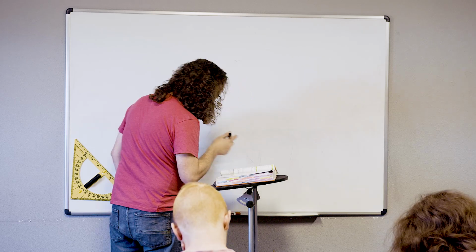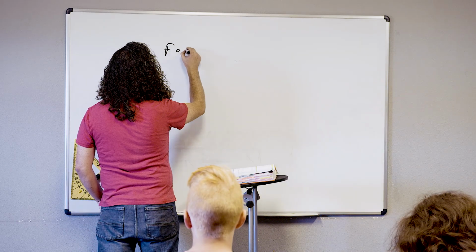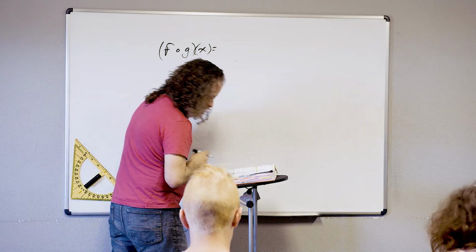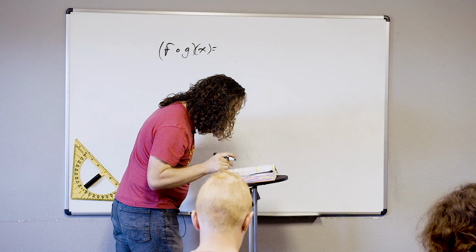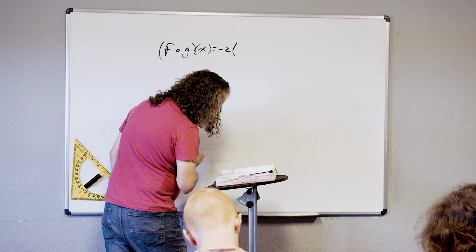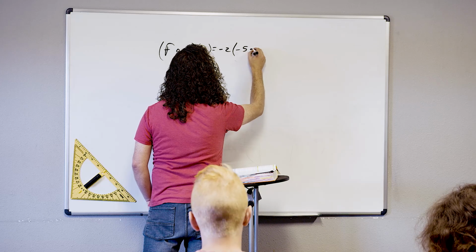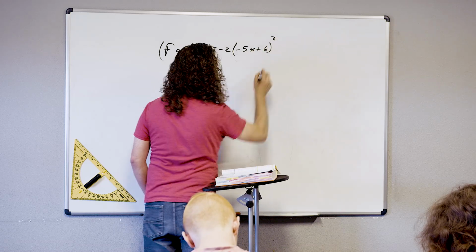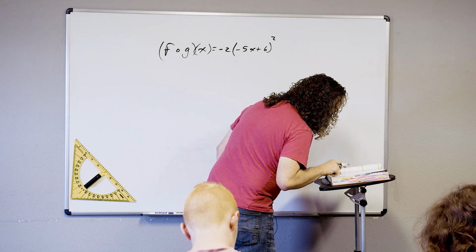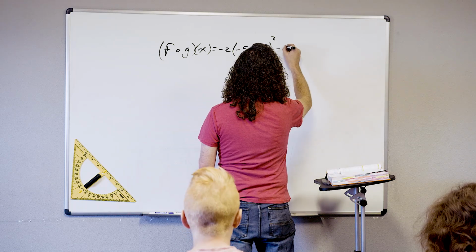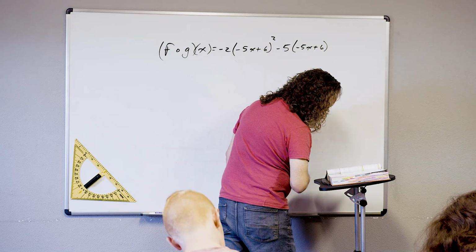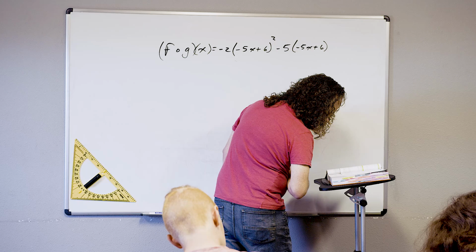f of g of x on this one, you said 16? Yeah. Okay, so I'm going to go straight to this on the board. Save ourselves time and trouble. So we're going to shove g of x inside. So -2 times (-5x plus 6) squared, and then -5 times (-5x plus 6), and then plus 1.